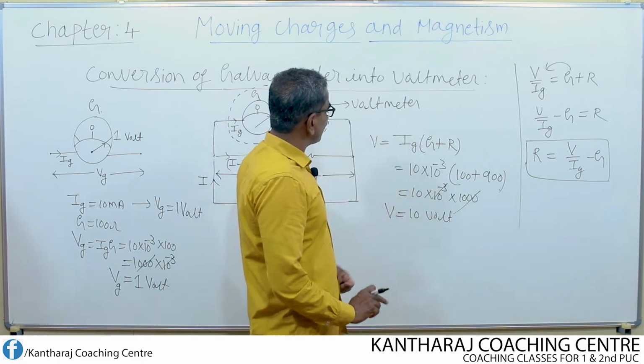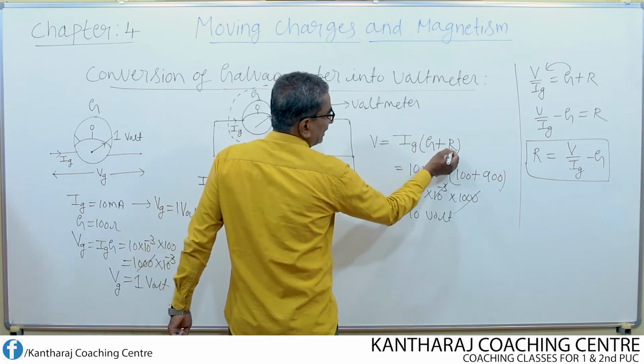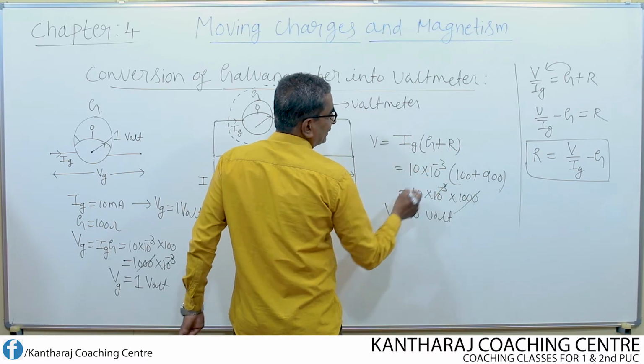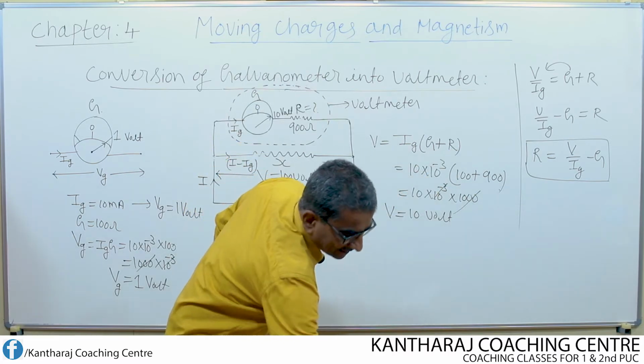Now come back to this equation. Here G is constant and R is also constant, both are constant. So what I can write means, I can write this like this.